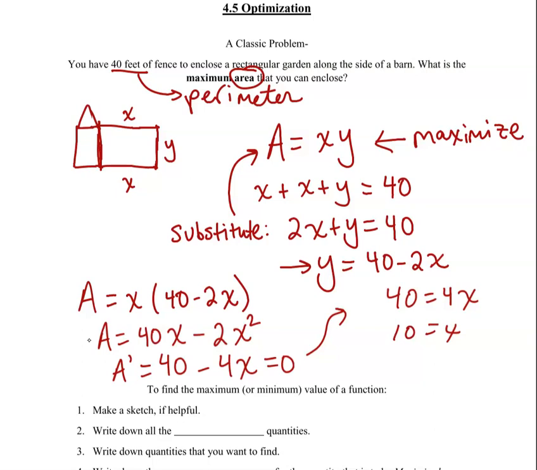So my maximum should occur when x is 10. How do we verify that this is a maximum? We do our number line analysis, just like we did earlier in this chapter. I'm going to plug in 10 for x. If I check a number to the left of that as my test point, I get a positive value for A prime.